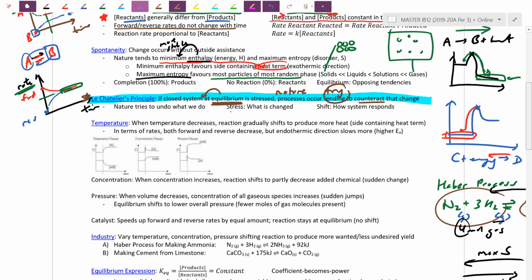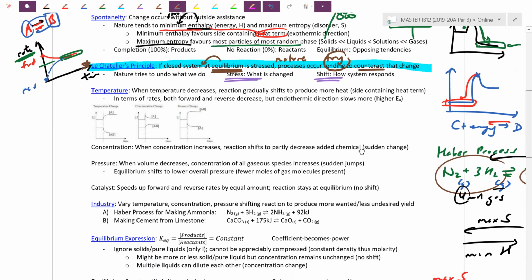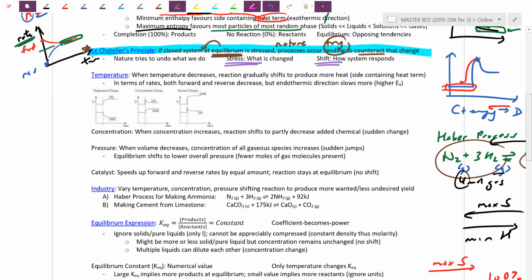We separate it into our stress. This is how we poke the equilibrium. And then we use the terminology of shifting. Equilibrium is going to respond. It's going to shift to the left or right, to products or reactants, to try to go against you. So let's look at these in succession. We'll start off with the temperature condition.